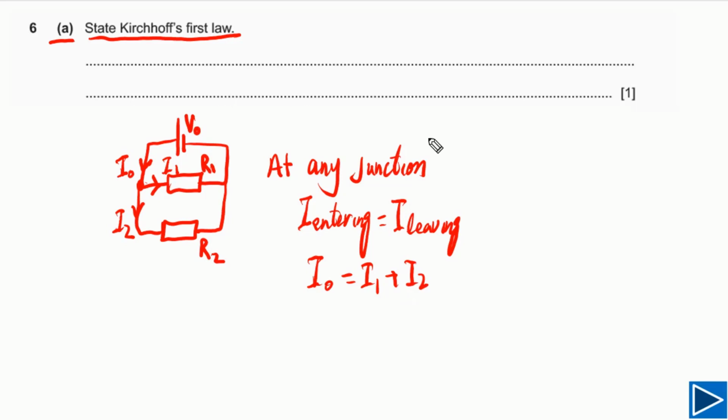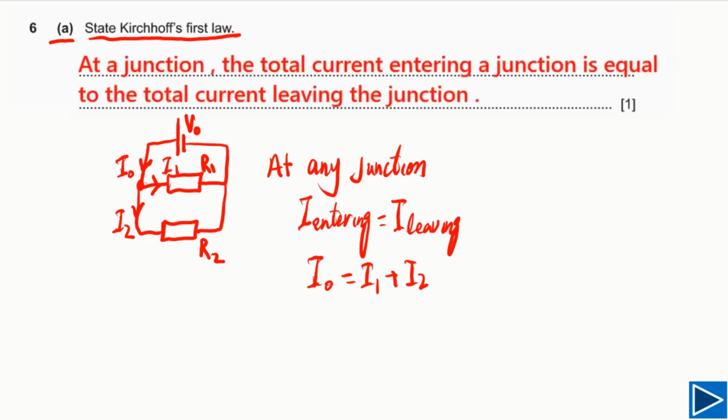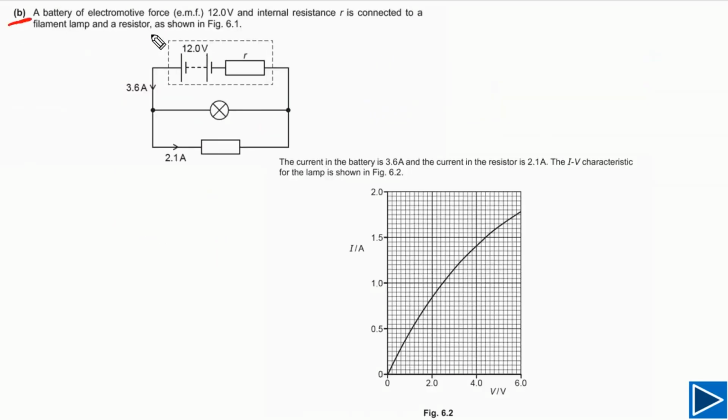Let me explain to you how you can write a proper answer. This is how you can write your answer for Kirchhoff's first law. Simply you can say at a junction, the total current entering the junction is equal to the total current leaving the junction.